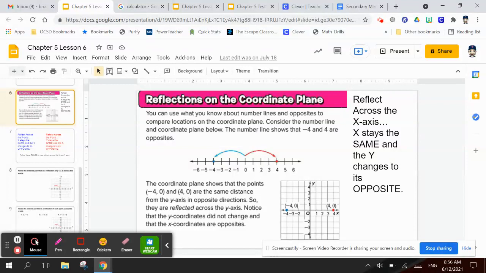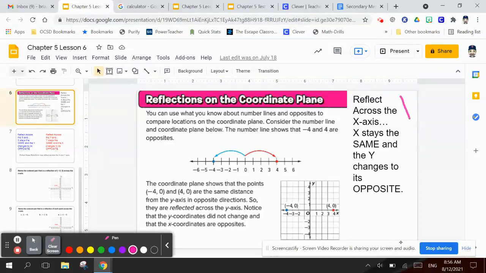Reflections on a coordinate plane. You can use what you know about number lines and opposites to compare locations on a coordinate plane. Consider the number line and coordinate plane below. The number line shows that -4 and 4 are opposites. The coordinate plane shows that the points -4, 0 and 4, 0 are the same distance from the y-axis in opposite directions. So they are reflected across the y-axis. Notice that the y-coordinate did not change and the x-coordinates are opposites.